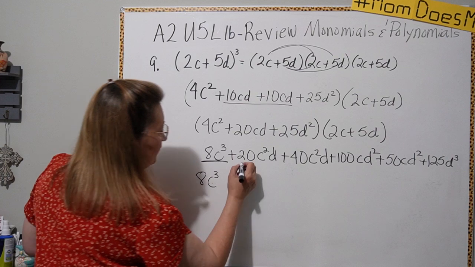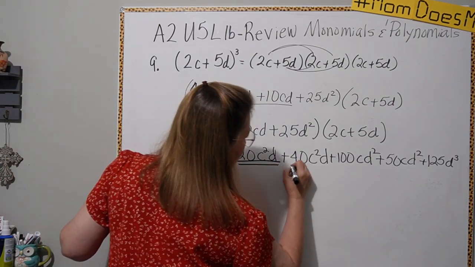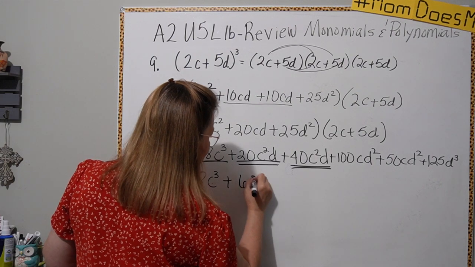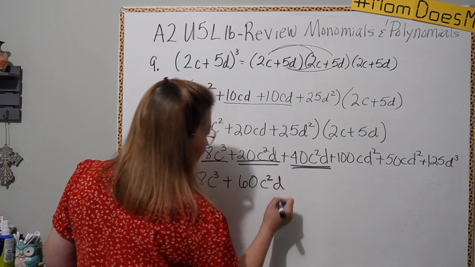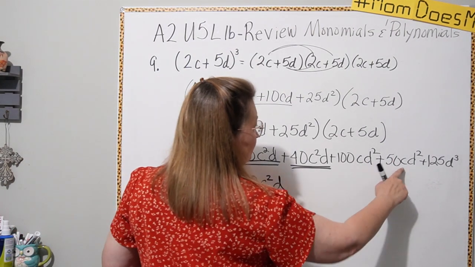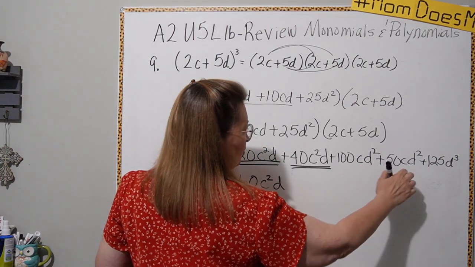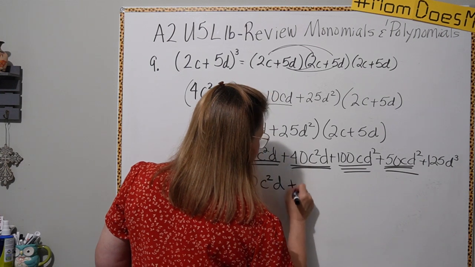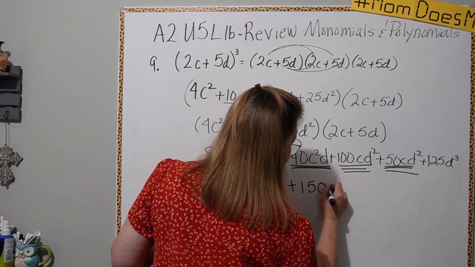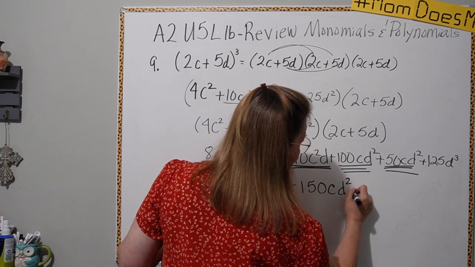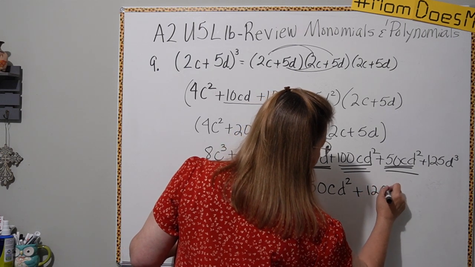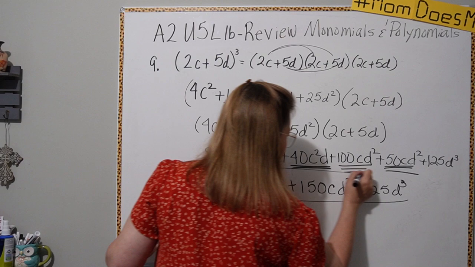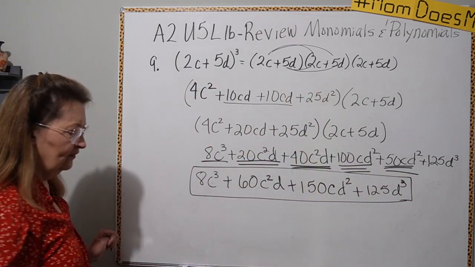Now, this c squared d term matches this one, so 20 plus 40 is 60c²d. All right, these two match because they're cd squared, so I can add 100 plus 50 and get 150cd², and then that 125d³ stays alone. Okay, so there you go.